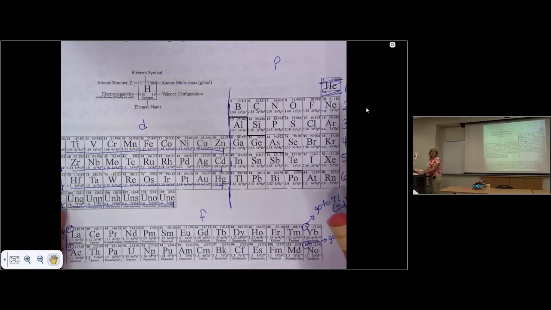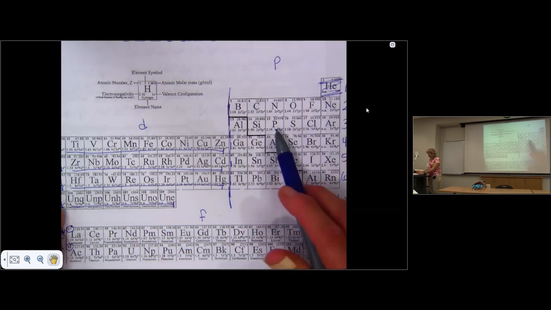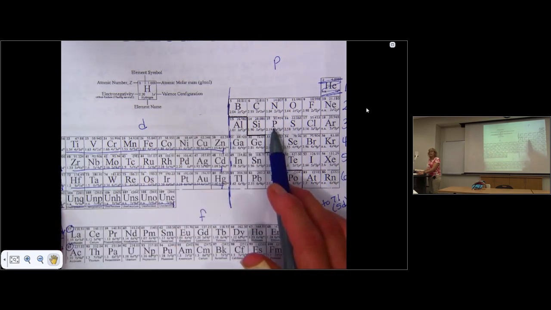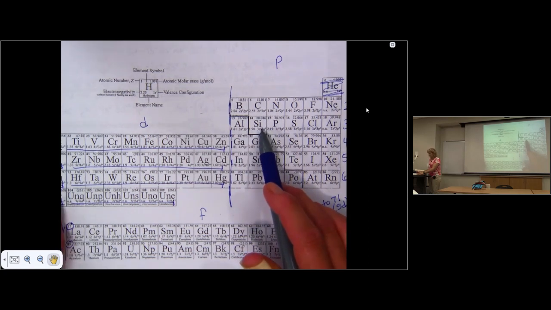What is the valence shell? The outer energy level. What is the outer energy level for phosphorus? 3. Do you see how that's where we are? That's the third row, so we're in the third energy level, and the last thing you would write is 3s2, 3p3. Yes or no? So is 3 the outer energy level? Yes, 3 is the outer energy level.